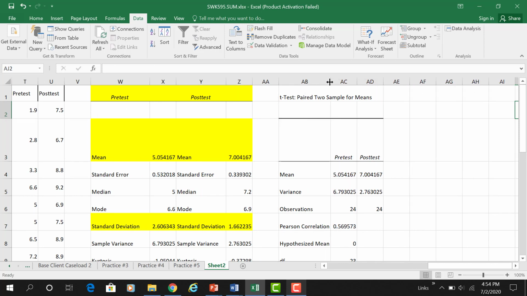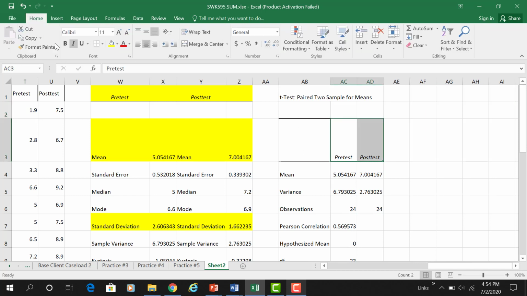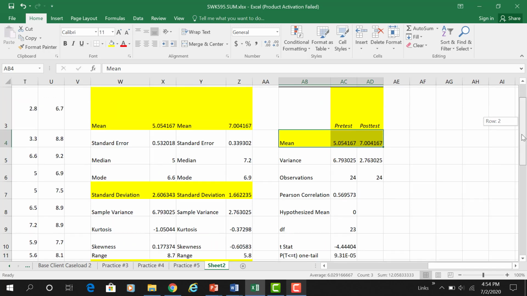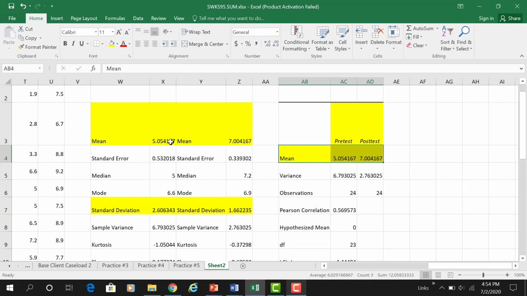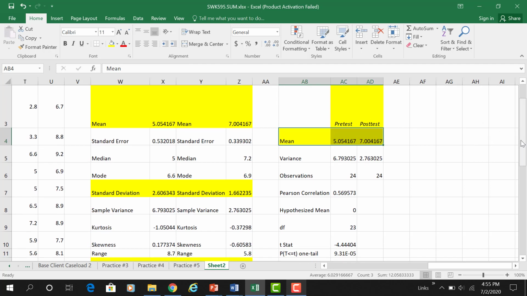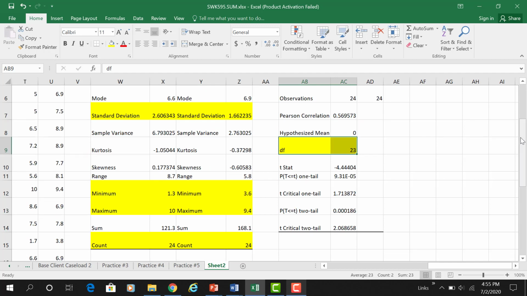Again, I'm just making these wider so we can see it. Pre-test, post-test. We're going to need our mean. We already have our standard deviation from the descriptives. As you can see, the mean is the same as the mean from our descriptives. It should never be different. It doesn't matter which way you calculate the mean, it should still be the same. We're also going to need our degrees of freedom, and here's our t statistic.